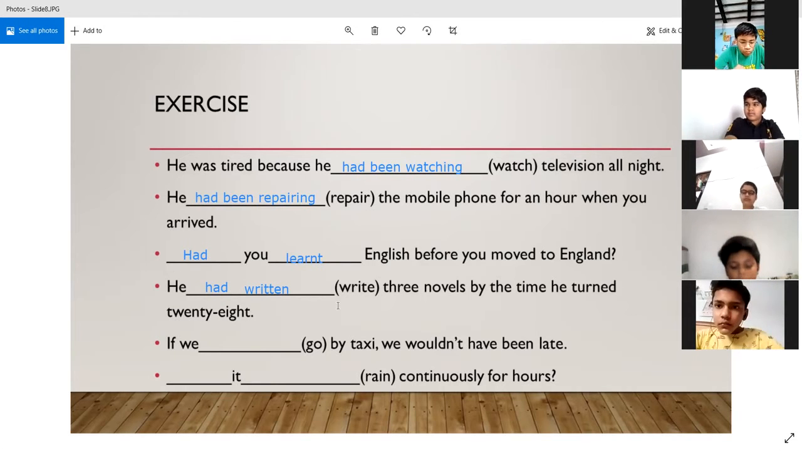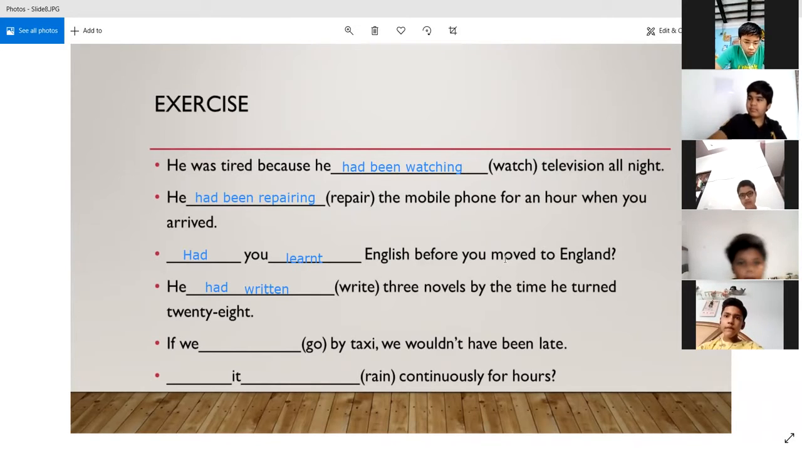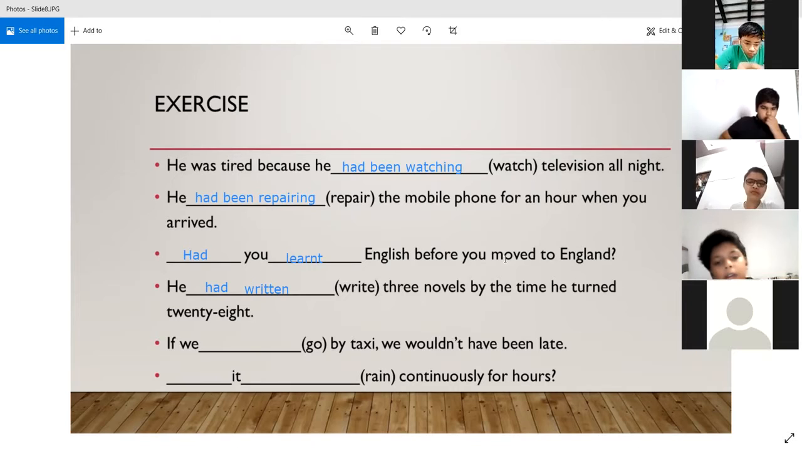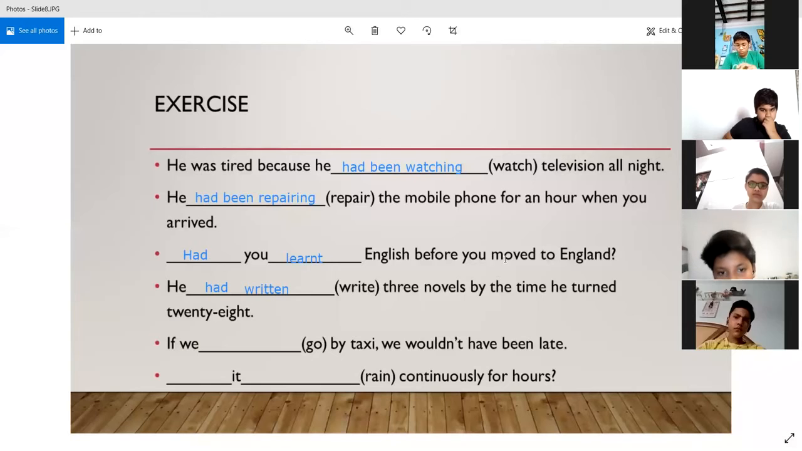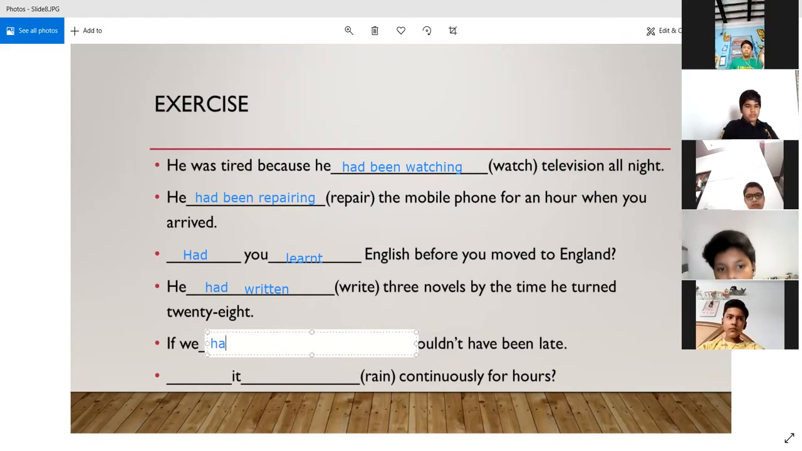Okay. Now let's see who can answer this one. Om K. Sarvani, you want to answer? Good morning, sir. Good morning. If we had gone by taxi, we would not have been late. Okay, you are correct, but can you tell me the reason?